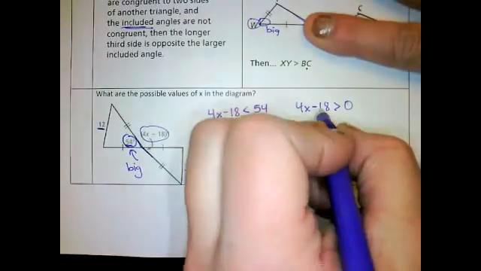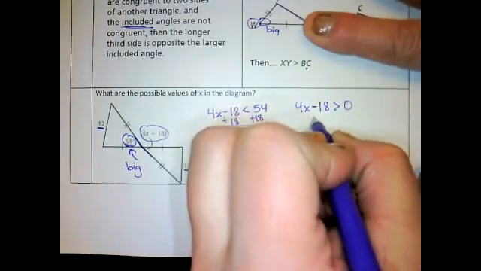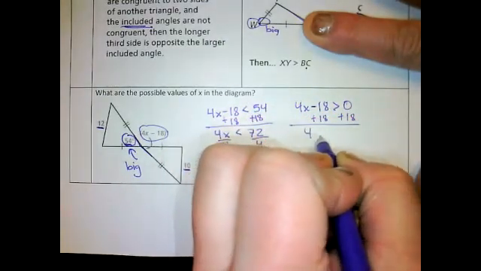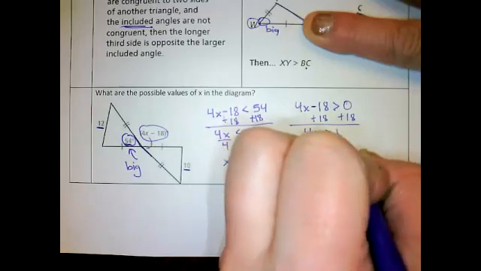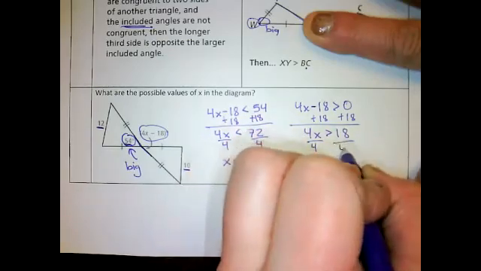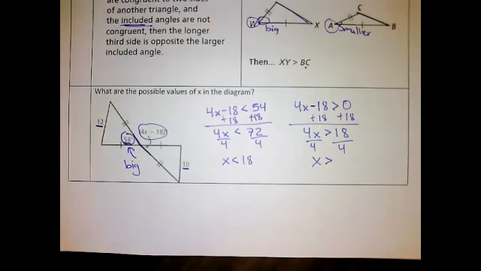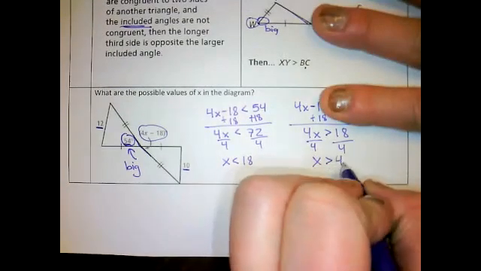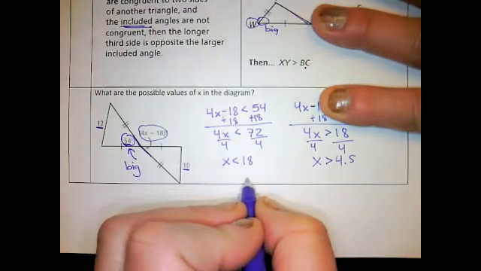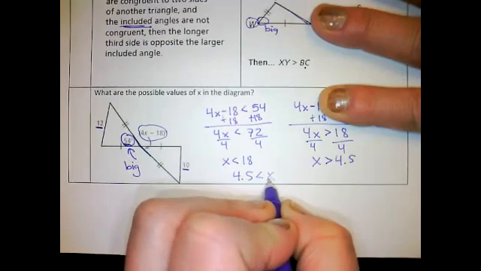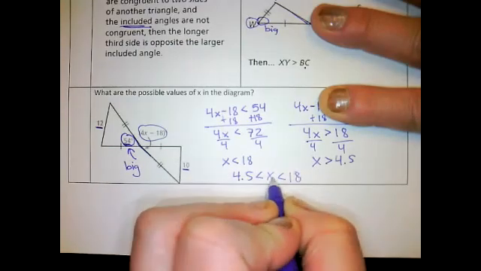Now let's go on ahead and solve this other inequality. So we're going to add 18 to both sides. And we have 4x is greater than 18. So if I divide both by 4, I get x is greater than 4.5. So I know then that 4.5 is less than x is less than 18.